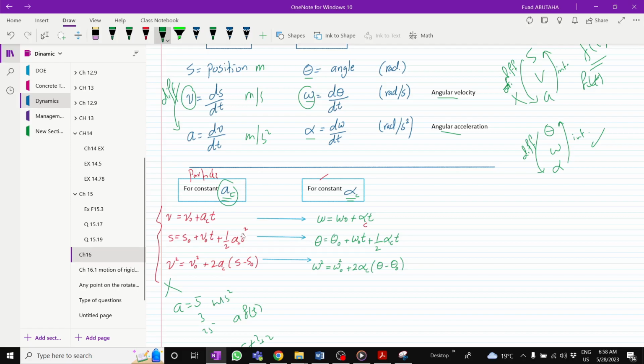And the same goes for this one. We start replacing s with theta, because s here is similar to theta. We replace a, the acceleration, with the angular acceleration alpha. So we'll get these three equations similar to this one, but here we'll use theta, omega, and alpha. Theta is similar to the position, omega is similar to the velocity, and we call it angular velocity. Alpha is similar to the acceleration, and we call it angular acceleration.